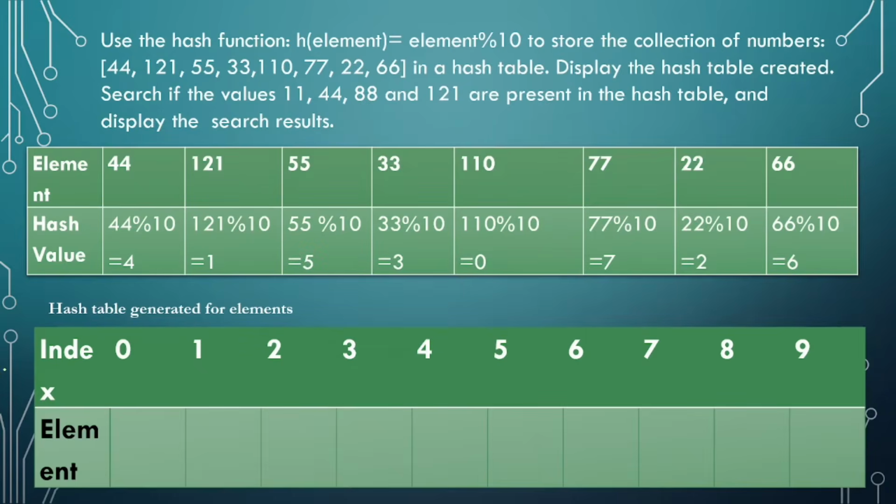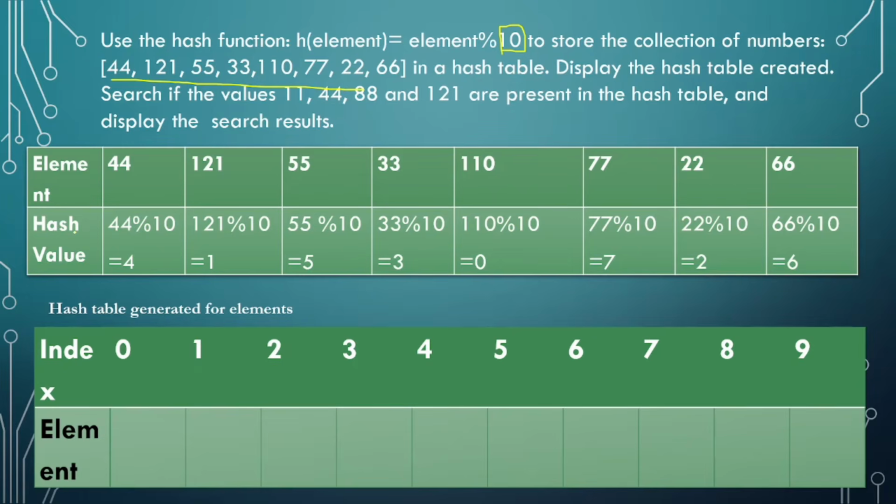Okay. Now let's see an example of it. Use a hash function, h of element modulo 10. I am mentioning the hash function here; you are having 10 elements only to store the collection of numbers. So these are the list in a hash table. Display the hash table created. Search whether the values 11, 44, 88 and 121 are present in the hash table and display the result. So what I am going to do first is prepare the elements. Whatever elements I have been given, I have written here.